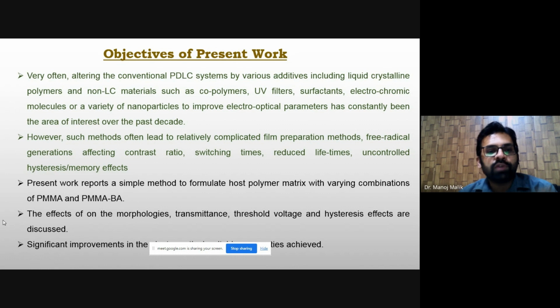Then the effects of these polymers on the morphologies, the transmittance, the threshold voltage, and the hysteresis effects are discussed. What we found was a significant improvement in the electro-optical behavior of these devices.